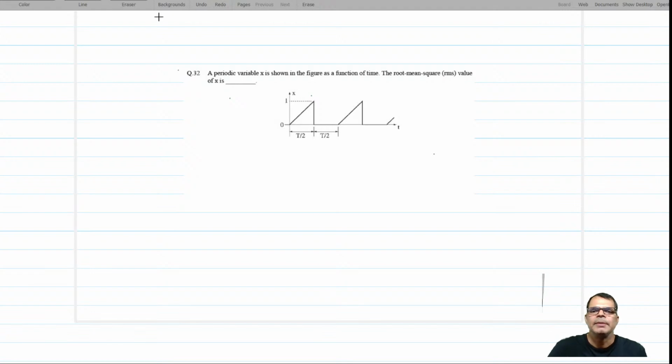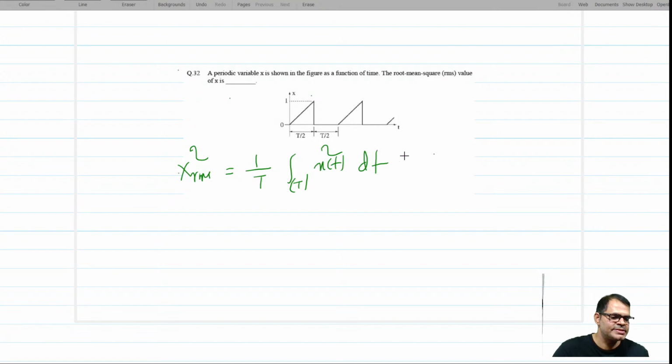Anyway, let's start. A periodic variable x is shown in the figure as a function of time. The RMS value of x is to be found. Again you will write, what is the RMS value of x? The basic relation you first write: X RMS squared is 1 upon period, integration over a period, x of t square dt. This is the basic relation.